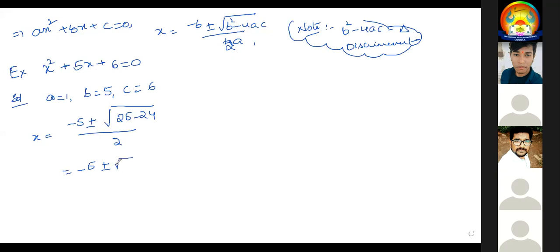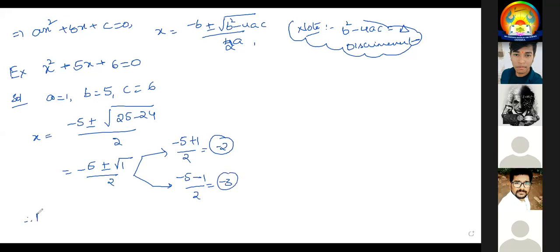-5 plus or minus root 1 by 2. I know root 1 is 1. Now there are two ways: -5 plus 1 by 2, and -5 minus 1 by 2. -4 by 2 will become -2, and -6 by 2 will become -3. So the roots are -2 comma -3.